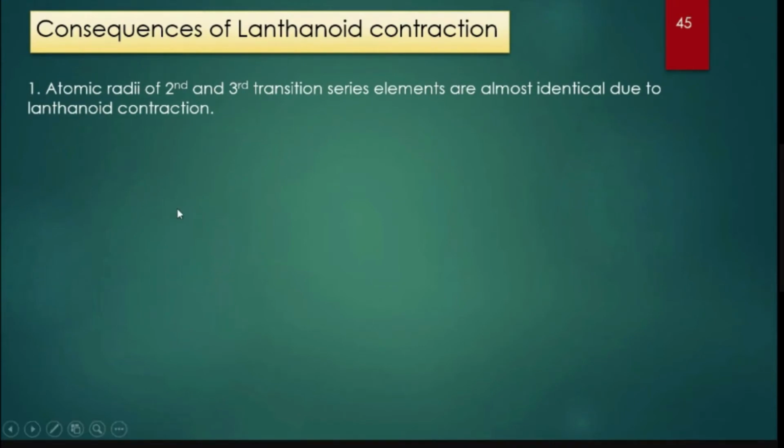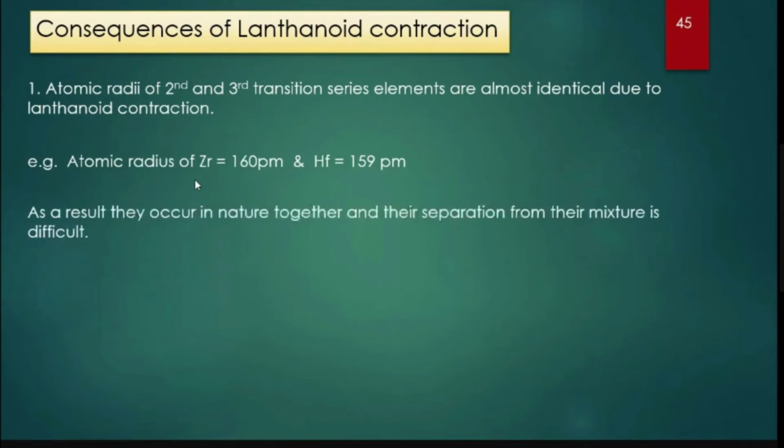Atomic radii of second and third transition series elements are almost identical due to lanthanide contraction. So there will be one more question on this: give reason, atomic radii of second and third transition series elements are almost identical. The reason is very simple. It is due to lanthanide contraction.